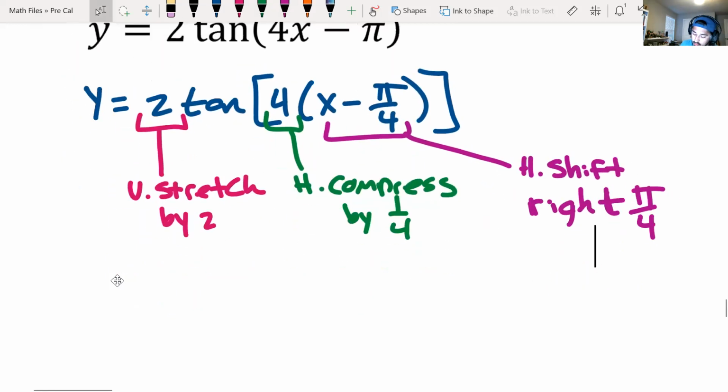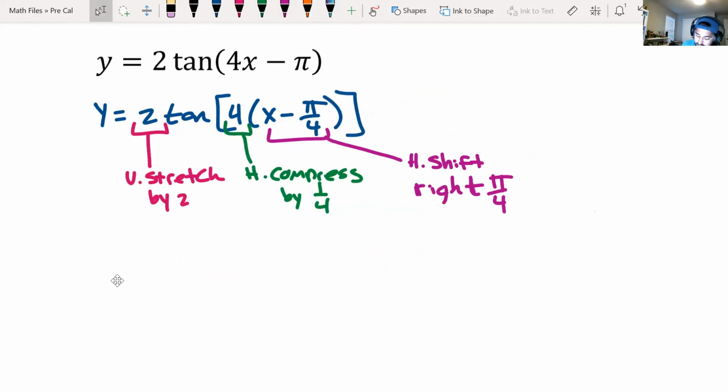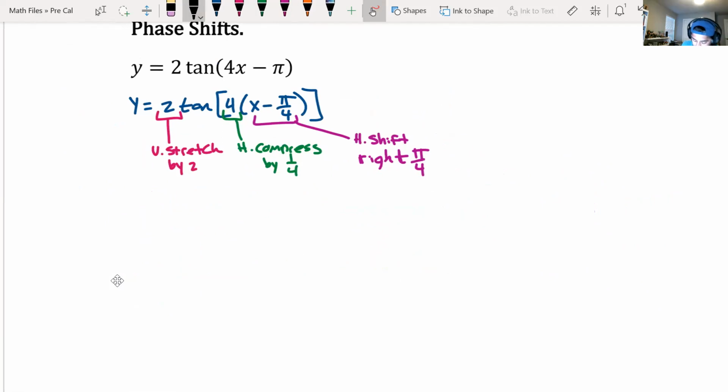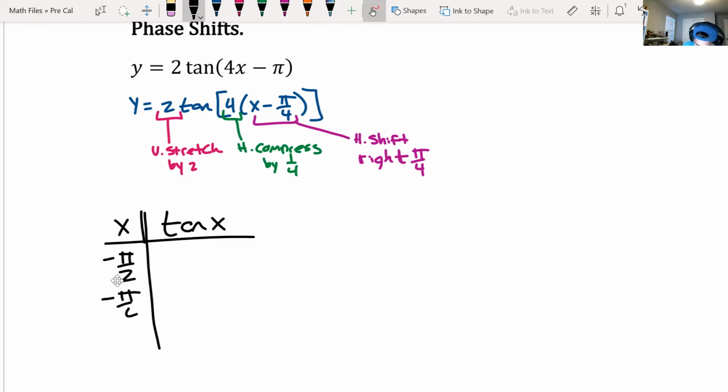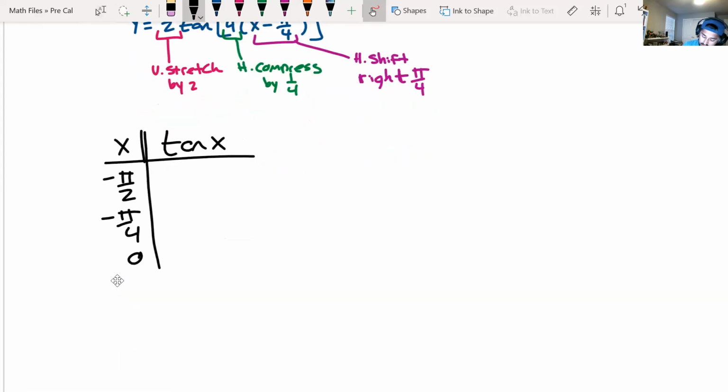Okay. All I need to know are parent function coordinates for tangent, which means that I'm going to choose, for x and the tangent of x, let's just do negative pi over 2, and that'll give me a vertical asymptote. And then negative pi over 4, 0, pi over 4, and pi over 2. Okay, so tangent is undefined at negative pi over 2, but then will be negative 1, 0, 1, undefined.